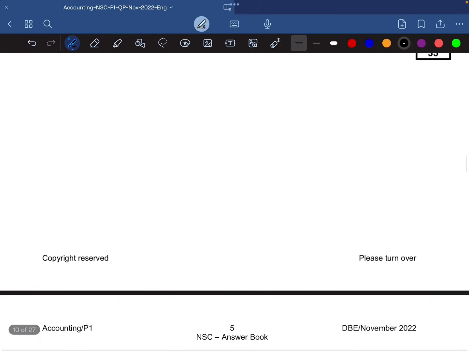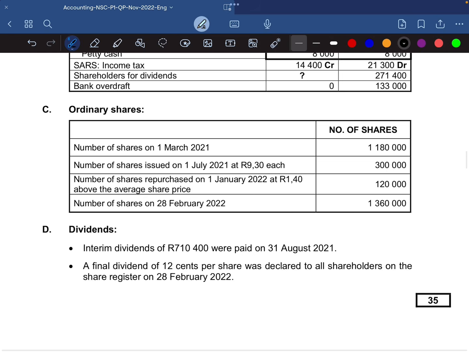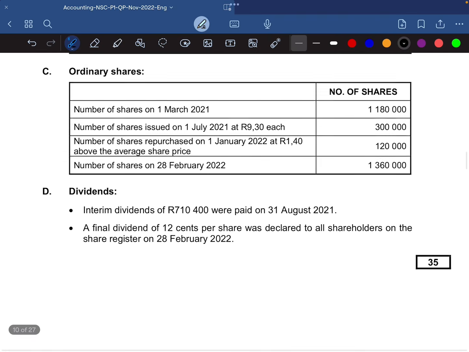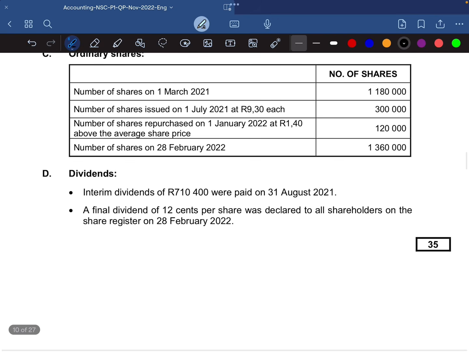Right, and then we move on to the repurchase of shares. Now you know that you have to be on the lookout for ordinary shares, where we would get that information C. All right, so information C shows the ordinary shares, the number of shares in on 1 March 2021. When we were opening our books, we had 1,180,000 shares that were in issue, and then number of shares issued on 1 July 2021 at 9 Rand 30 cents each.